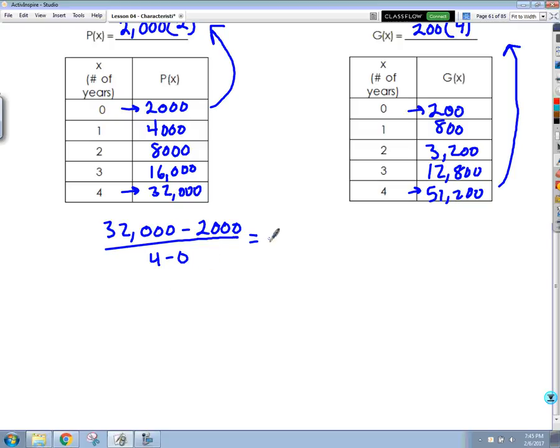Over here, 51,200 minus 200 all over 4 minus 0. Dang it, I cleared my calculator by accident. Let me punch this in real quick. 51,200 minus 200 over 4 minus 0. 12,750. There we go. So 12,750. Now I can fill these in. This one was 7,500. And this one was 12,750. And holy cow, that one's much, much greater.